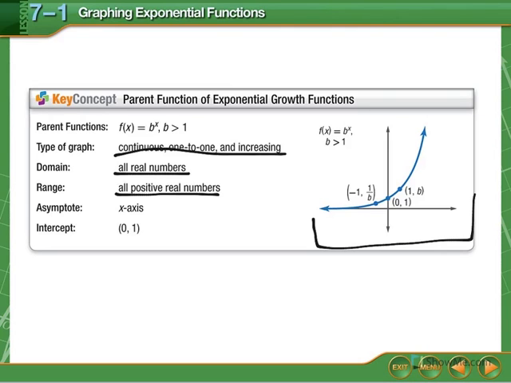You have an asymptote on the x-axis, which means that this line is always going to get really close to the x-axis, but it's never going to actually touch it. And then we have an intercept at (0, 1), and that is right here. So that's a y-intercept.